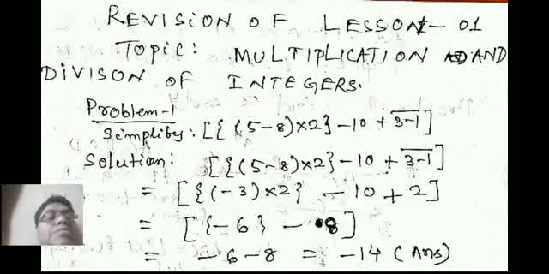Then come to the curly bracket, so minus 3 into 2 is equal to minus 6, right? So this becomes minus 6, and minus 10 plus 2 becomes minus 8. So you can put here the square bracket as given. Therefore we obtain minus 6 minus 8 is equal to minus 14. So this is the answer of this question.